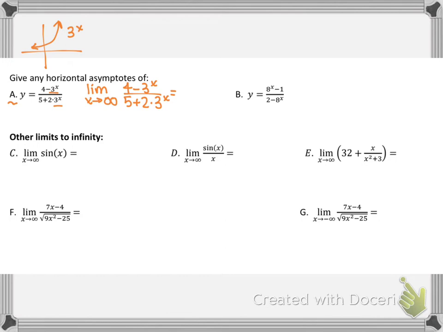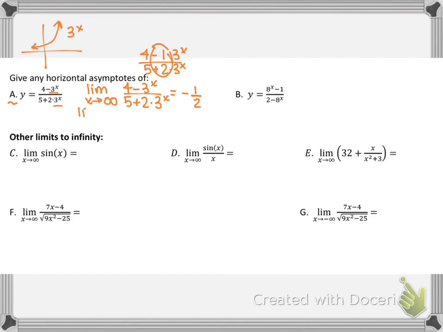So kind of what I have on top here is 4 minus 1 times 3 to the x. And on the bottom, I have 5 plus 2 times 3 to the x. I just wanted to show you that minus 1 there because that's like my leading coefficient. Since the 3 to the x's grow at about the same rate, I'm going to look at the ratio of my leading coefficients to get my limit.